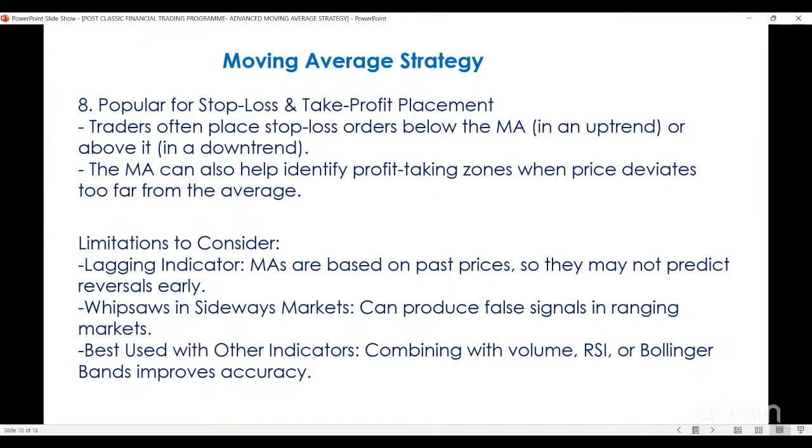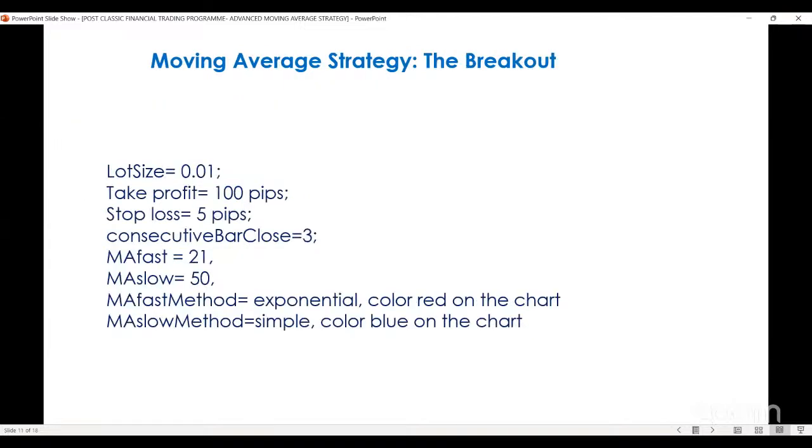Now, limitation to consider. Number 1, this strategy is lagging. Sometimes price would have done what it wants to do before you know it. But if you are fast enough and observant enough, you should be able to predict, filter out bad trades, and take advantage of the opportunities it presents. And of course, we're now going to go to the strategy proper.